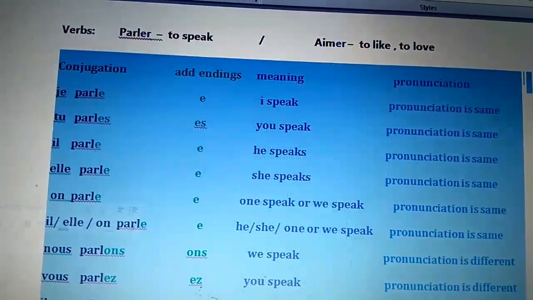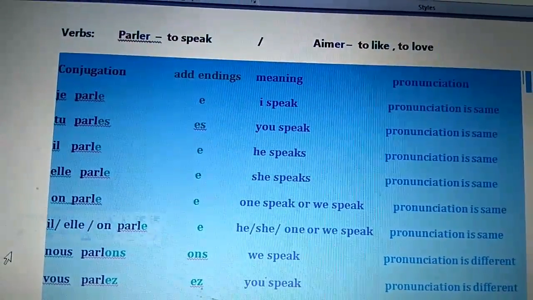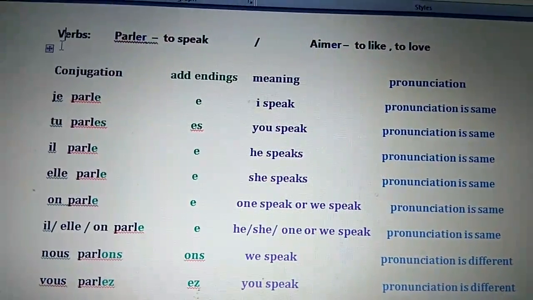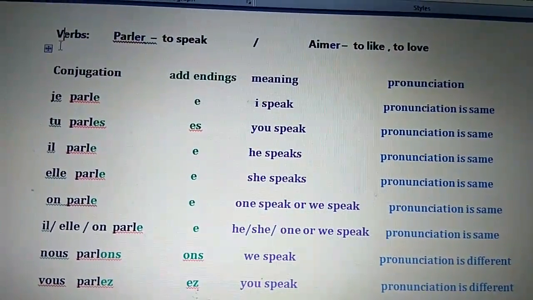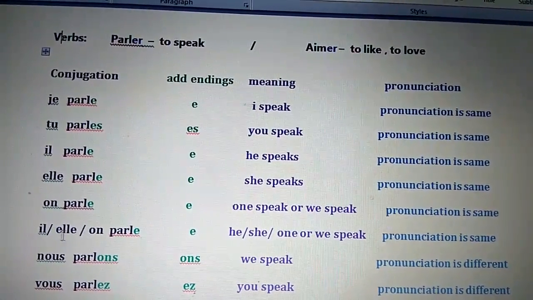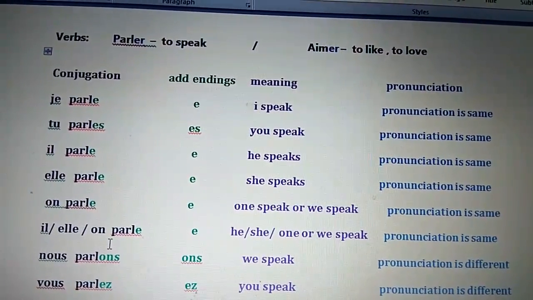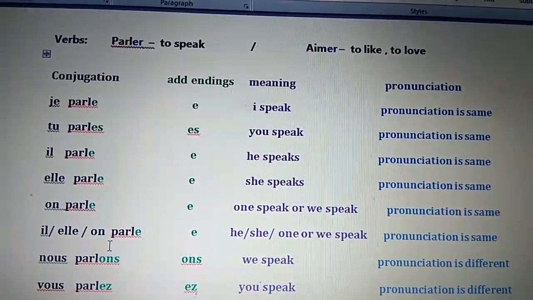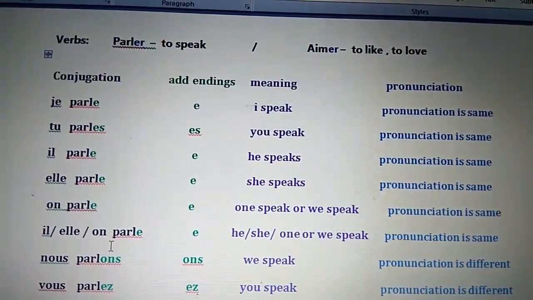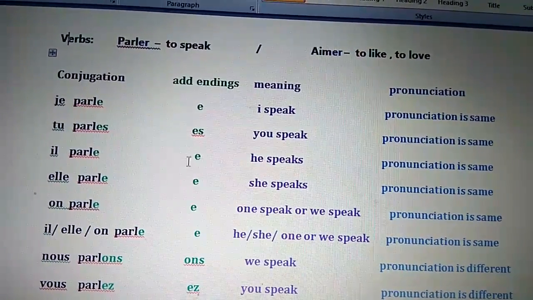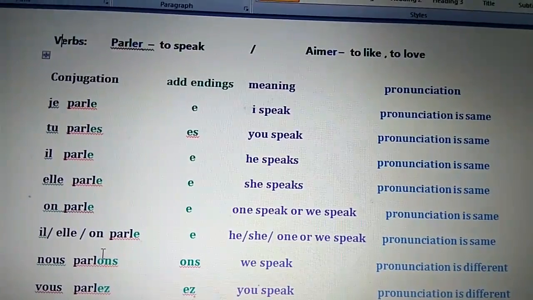I have put these together to make you easily understand, so there should be no confusion in your mind. When we conjugate, we make sure that il, elle, on are written together to show that the conjugation is the same, because if you see, we just add e and e. This is the way you can understand.